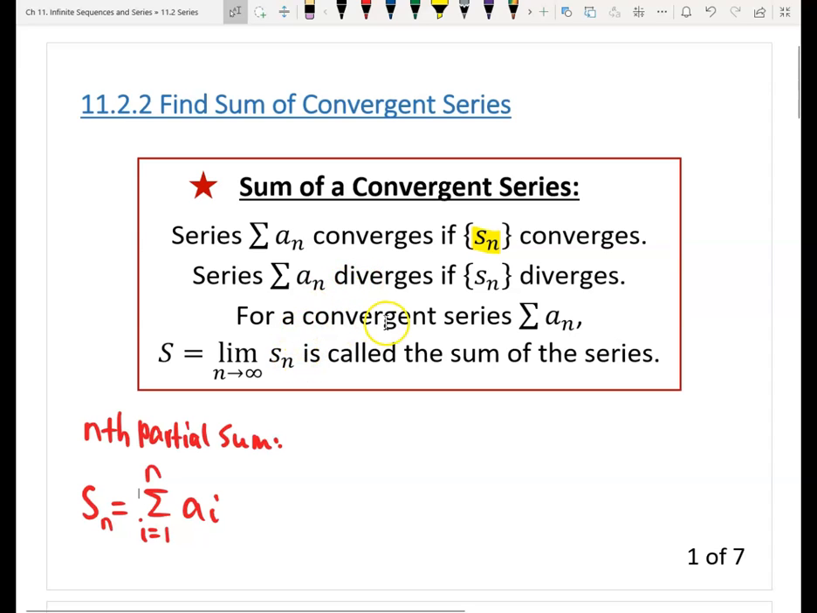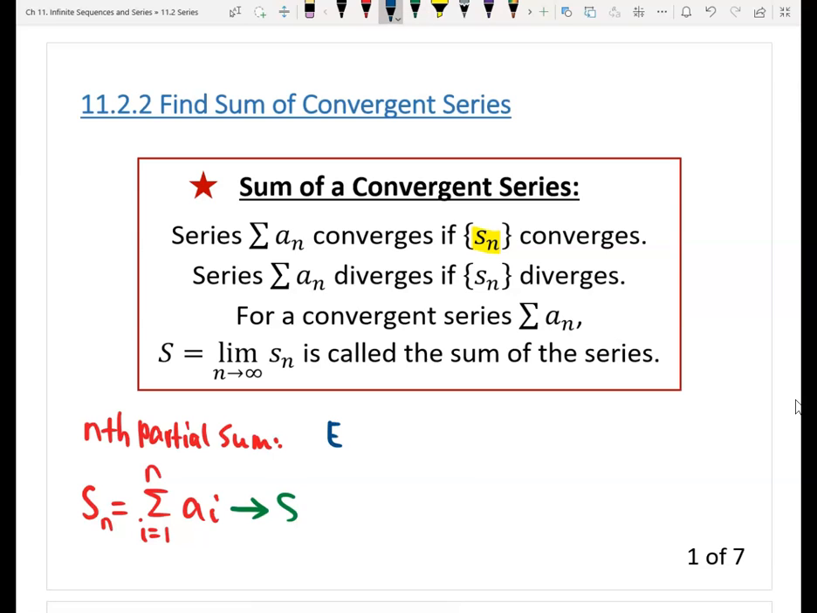Therefore, for a convergent series, the limit of the partial sum is the definition for the sum of this convergent series. If the limit of the partial sum exists, for example, we say it approaches S, S is the limit, therefore S is the sum of the series. Let me give you an example.